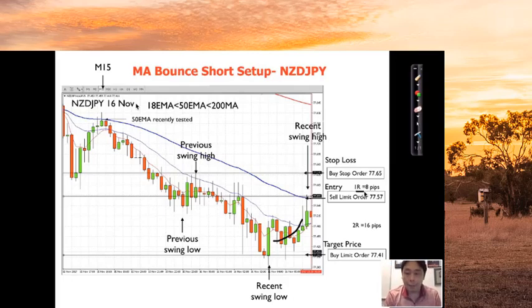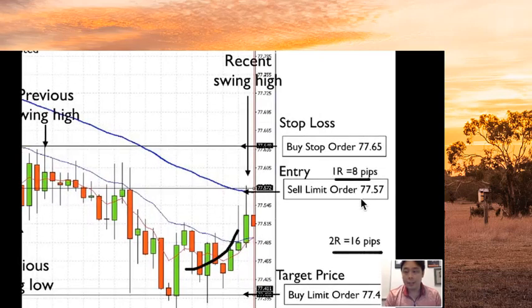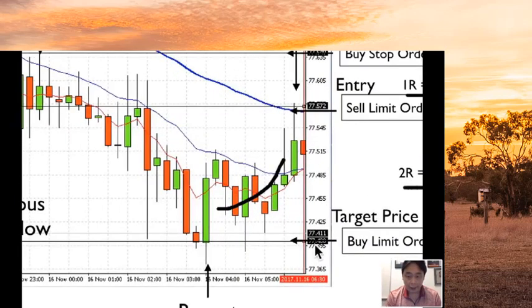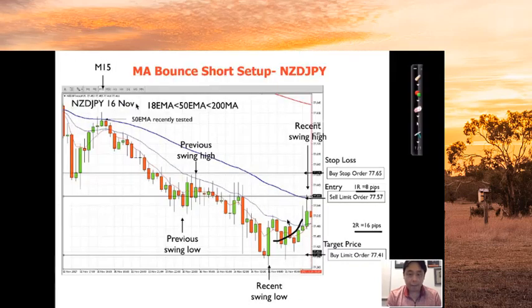So 1R is 8 pips. What is 2R? Times 2, 16 pips. So our target price would be 16 pips below the entry price. So it would be 77.57 minus 16, which is 77.41, which is right there. All right?